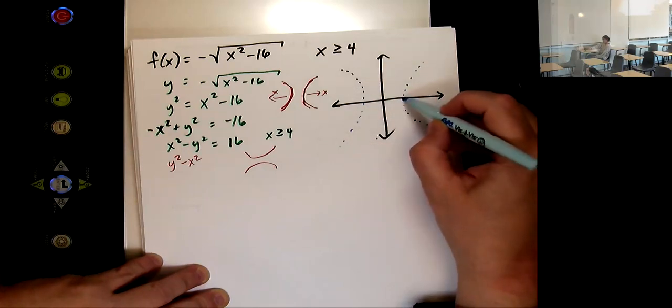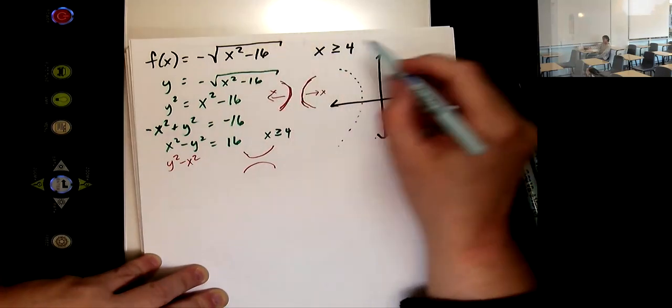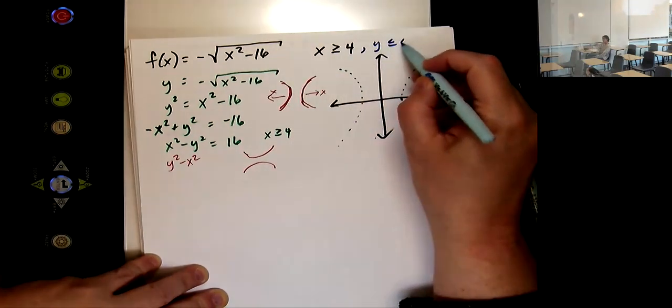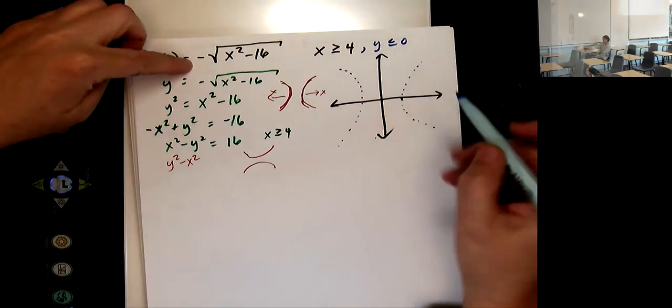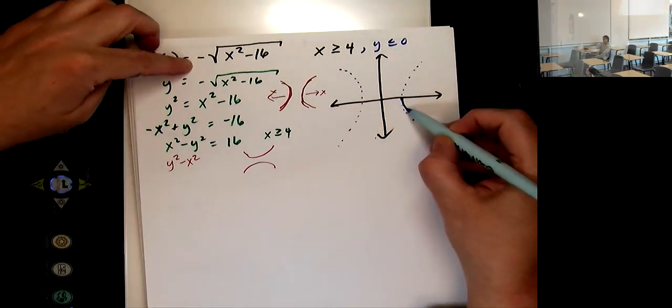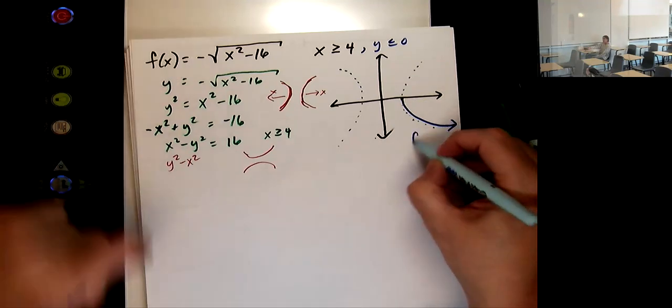that is kind of what gives it away. x is greater than or equal to 4. This tells me y has to be less than or equal to 0. So if I stick in 4, I get the actual 0, and then the negative sign tells me everything else has got to be lower. That's f of x.